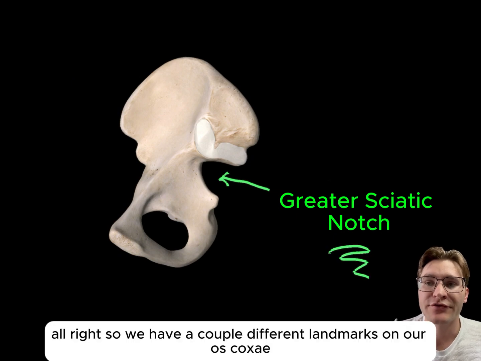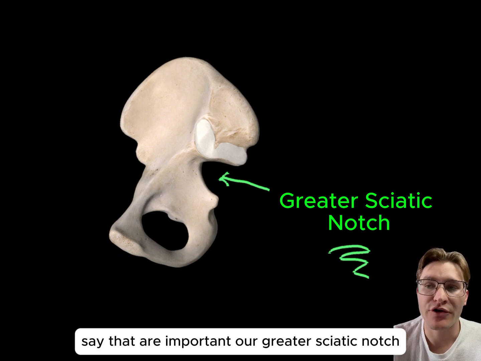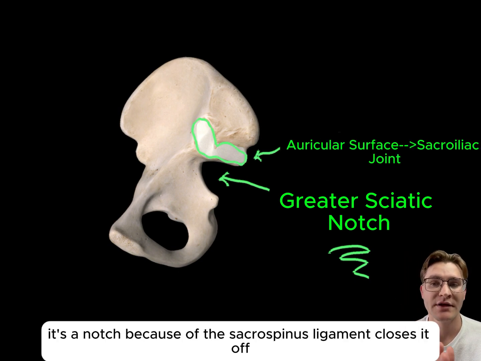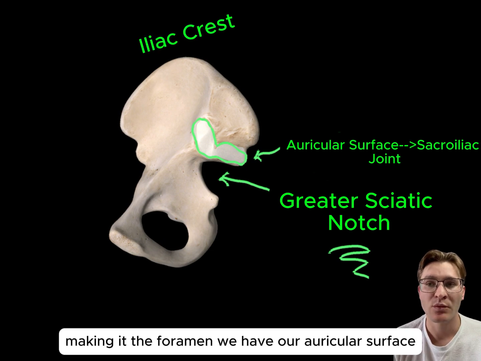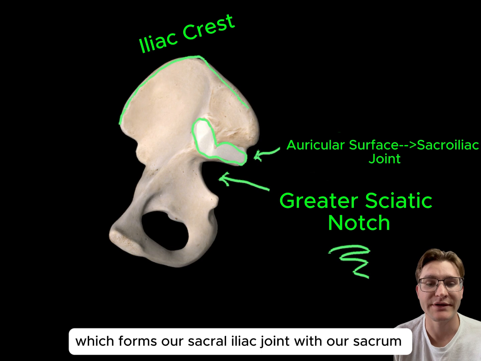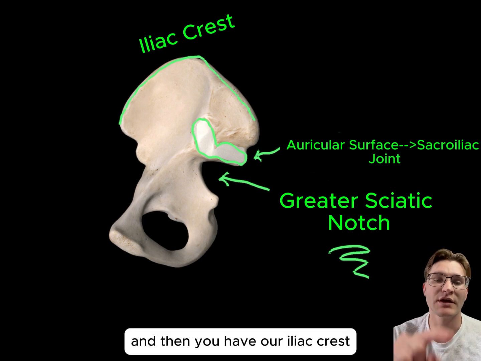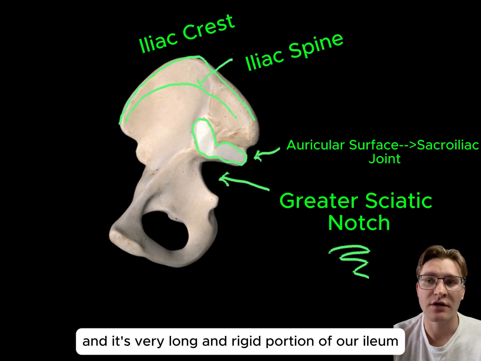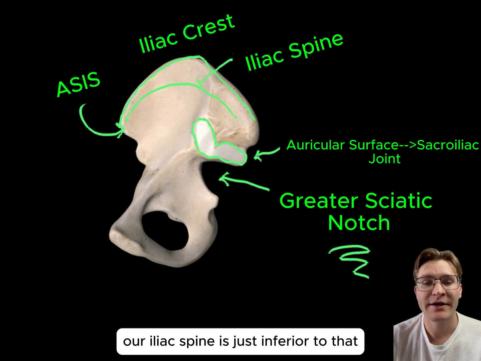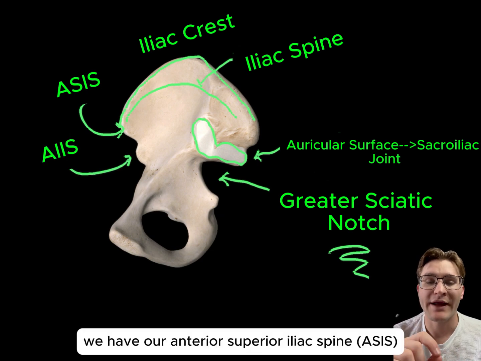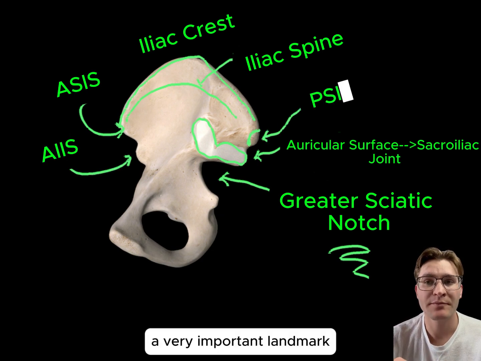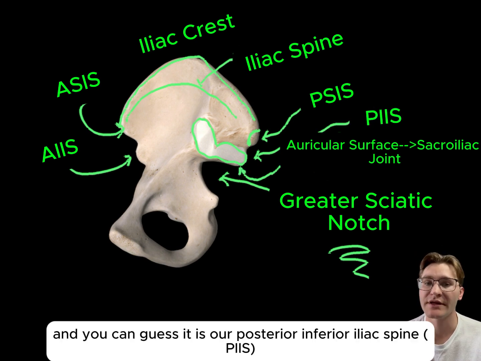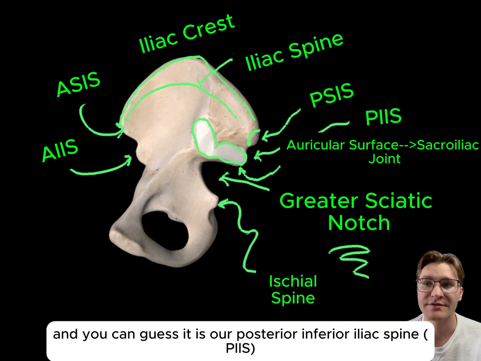All right, so we have a couple different landmarks on our os coxae that are important. Our greater sciatic notch. It's a notch because the sacrospinous ligament closes it off, making it a foramen. We have our auricular surface, which forms our sacroiliac joint with our sacrum. And then you have our iliac crest, which is a superior border, and it's very long and rigid portion of our ilium. Our iliac spine is just inferior to that. We have our anterior superior iliac spine, a very important landmark, our anterior inferior iliac spine, our posterior superior iliac spine, and you can guess it, our posterior inferior iliac spine.